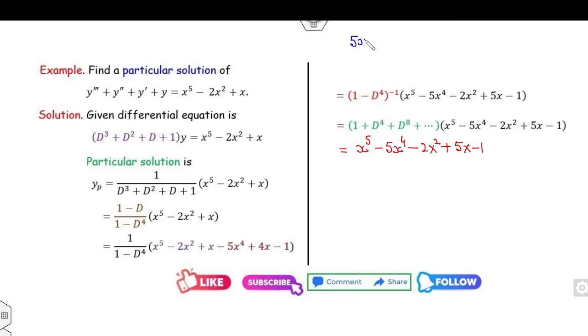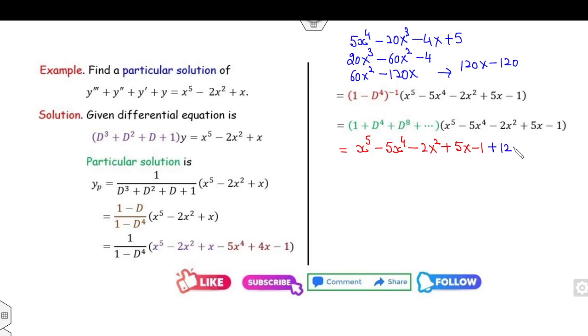The first derivative is 5x^4 minus 20x cube minus 4x plus 5. Find the second derivative: 60x square minus 4. Third derivative: 60x square, 120x. Fourth derivative: 120x minus 120. Fine. So the fourth derivative is minus 1. The fourth derivative is my plus 120x minus 120.